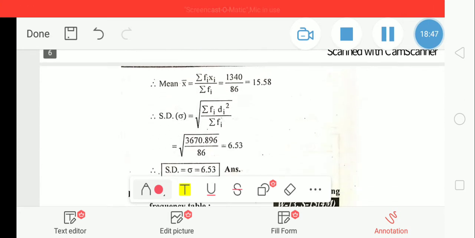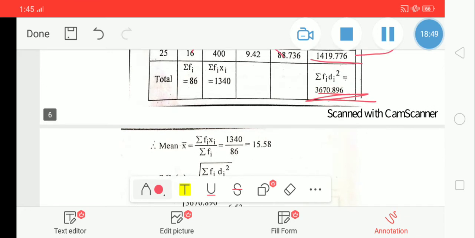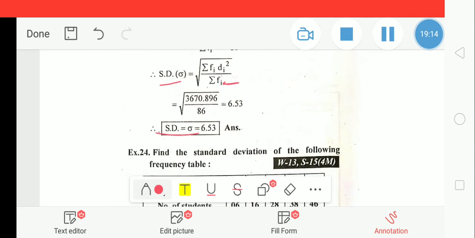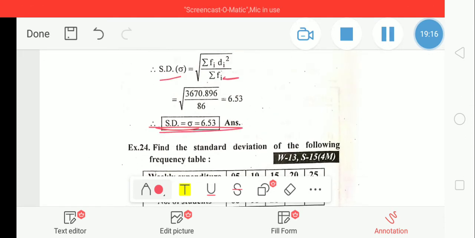Now put the value, and we know that summation of Fi is 86. Now standard deviation sigma is equal to under root 3670.896 divided by 86, so they give 6.93. So standard deviation is equal to sigma is equal to 6.53. That is the standard deviation.